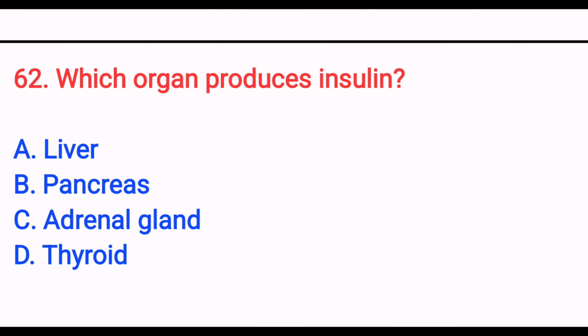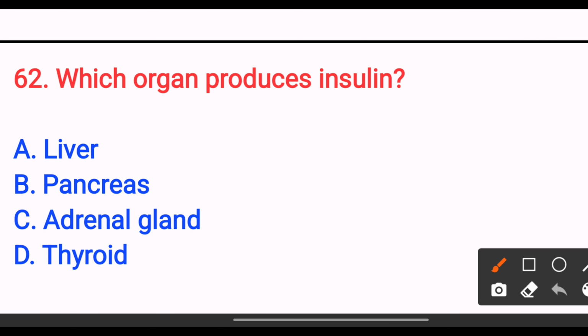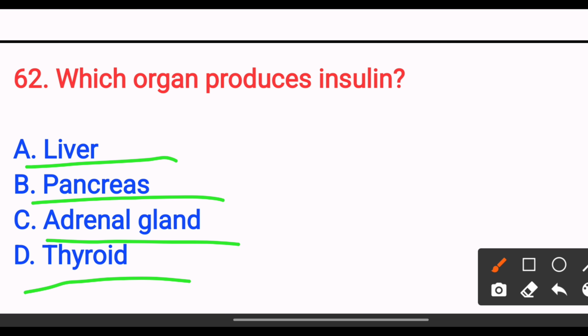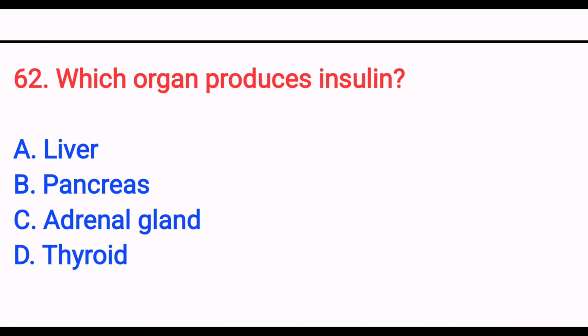Next, which organ produces the insulin? Option A, liver. Option B, pancreas. Option C, adrenal gland. Option D, thyroid. The answer is option B, pancreas, because beta cells of the pancreas, islets of Langerhans, secrete insulin to regulate blood glucose.